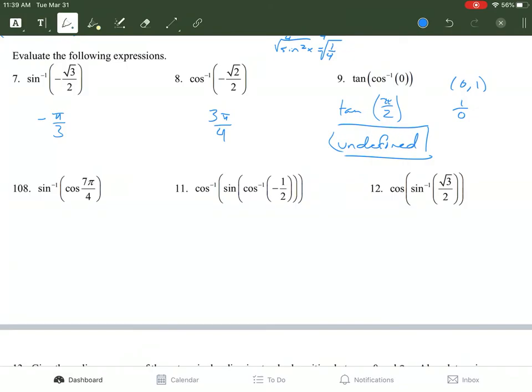I don't know why it says 108, but it does. It's actually number 10. So this time you're finding the point value first, because it's the cosine of 7 pi over 4. So we're looking at your unit circle at 7 pi over 4. We're looking at the x term, which is going to be root 2 over 2. All right, and then we're looking for, on the right-hand side of the unit circle, what y value gives you root 2 over 2. And that's going to be pi over 4.